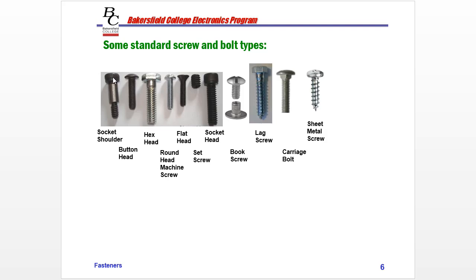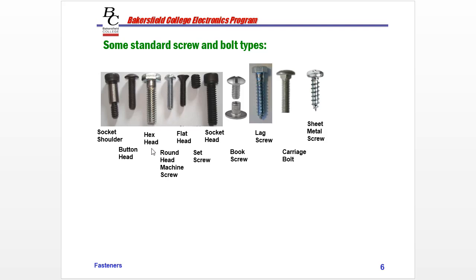So this is a socket shoulder. You can see there's no threads up here. This is a button head. It's identified by being very flat and thin and wider, like the button that's going to go through a buttonhole in a shirt. Here's a hex head. This is our standard bolt. And then here's this round head machine screw, similar to the button head. So this is more round. It's almost like a half circle, and it's flat underneath, and it has threads for a nut to go on.